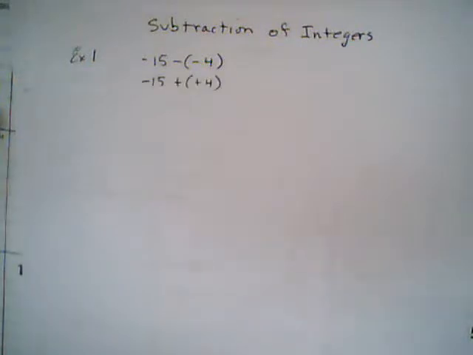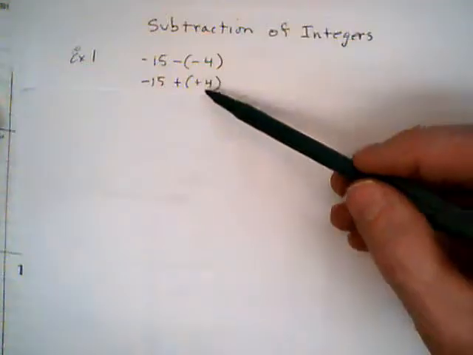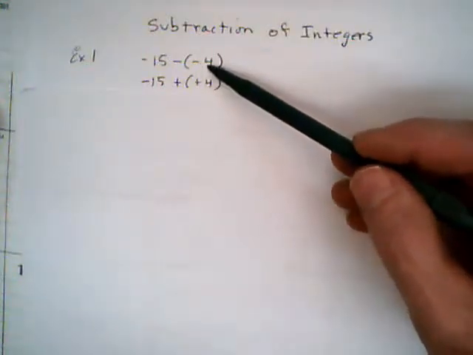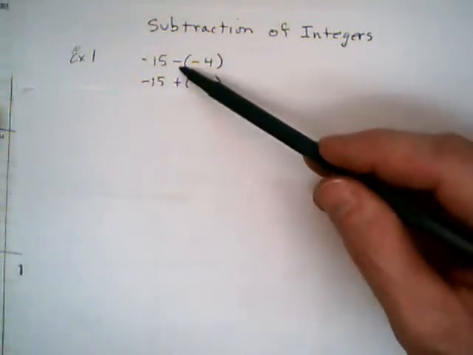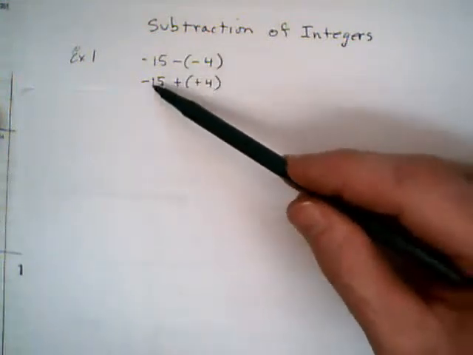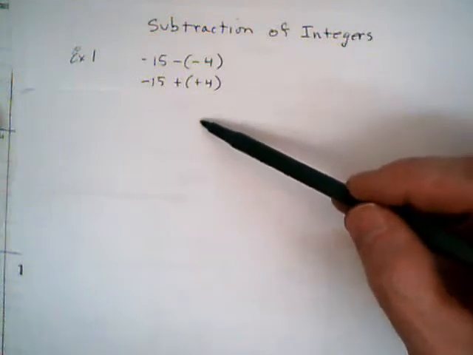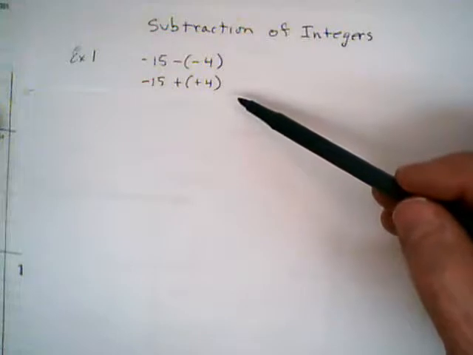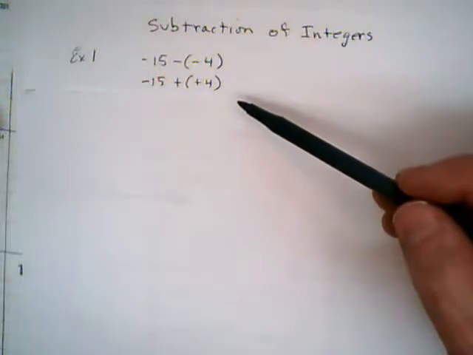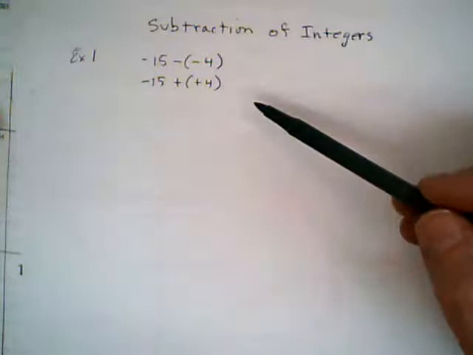So here's how we do it. Change the sign of the number being subtracted so it becomes a positive 4 instead of negative, and then add instead of subtract. So this becomes an addition problem. Essentially, you're turning subtraction problems into addition problems. So you have to be comfortable with addition, otherwise you won't be able to do subtraction.